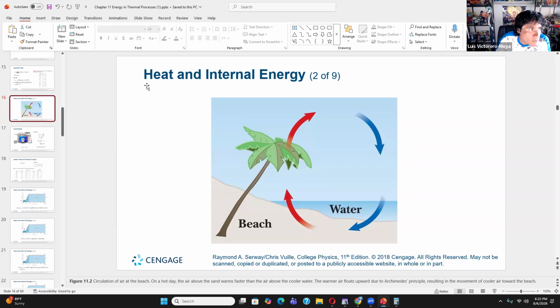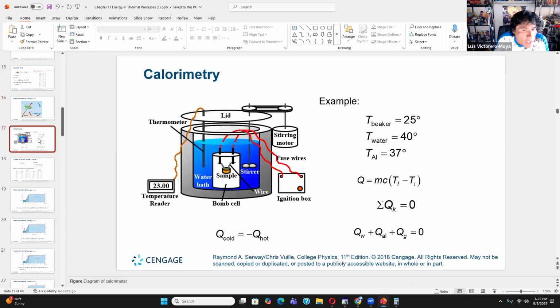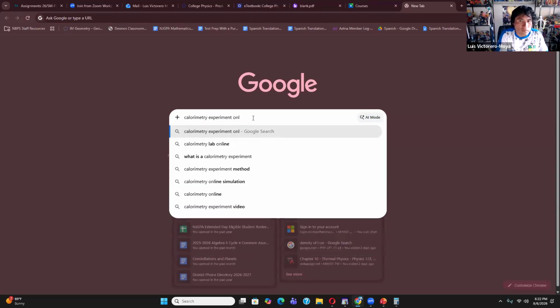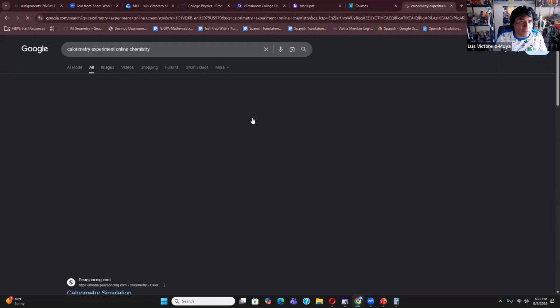So that is how heat is transferred from one medium to another. And that basically helps us understand heat, which is a form of energy transfer. But the best experiment to understand how heat is transferred from one body to another is the experiment of calorimetry, which many of you have done already. You can find animations online a lot. You can do it in physics or chemistry.